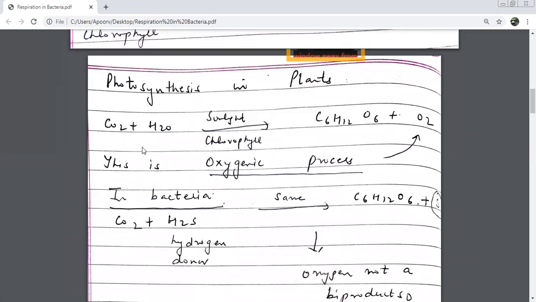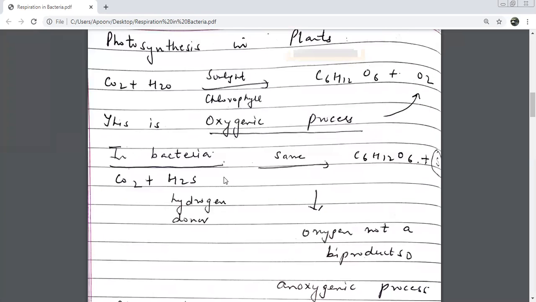Now, this is what happens in plants. Such kind of a process is known as an oxygenic process. Such kind of photosynthesis is known as which photosynthesis? Oxygenic, because the byproduct is oxygen. If you can see very clearly over here, your byproduct is what? Byproduct is oxygen. That is why such kind of photosynthesis is called oxygenic photosynthesis. Clear? चलिए अब bacteria में चलते हैं.